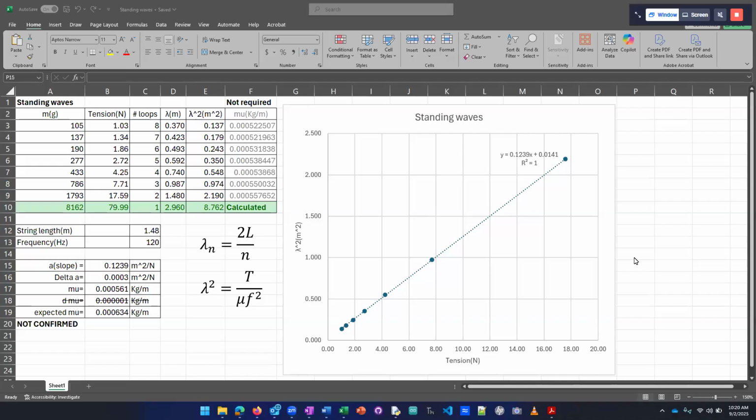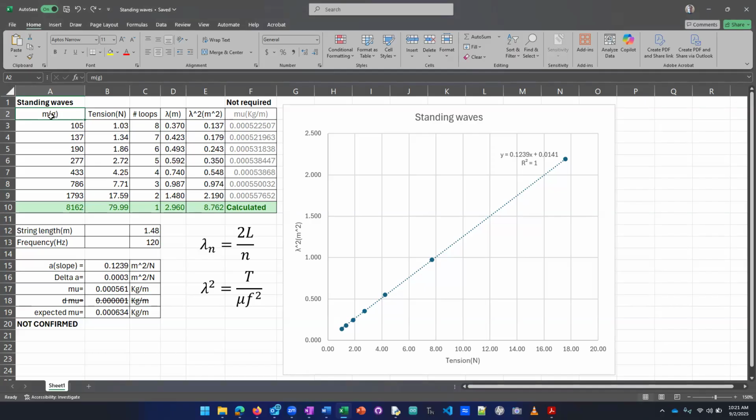Okay, so this is Dr. Liu. I'm going to discuss how to analyze data for the standing wave lab. So let's get started with looking at the data set. Here's our standing wave, the mass we need in order to sustain or stabilize those how many half waves.